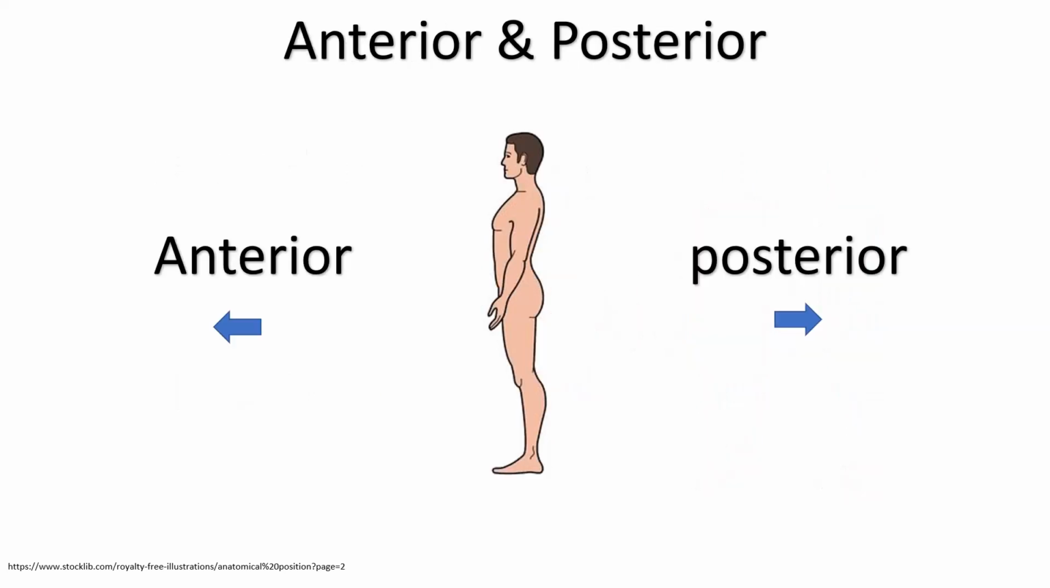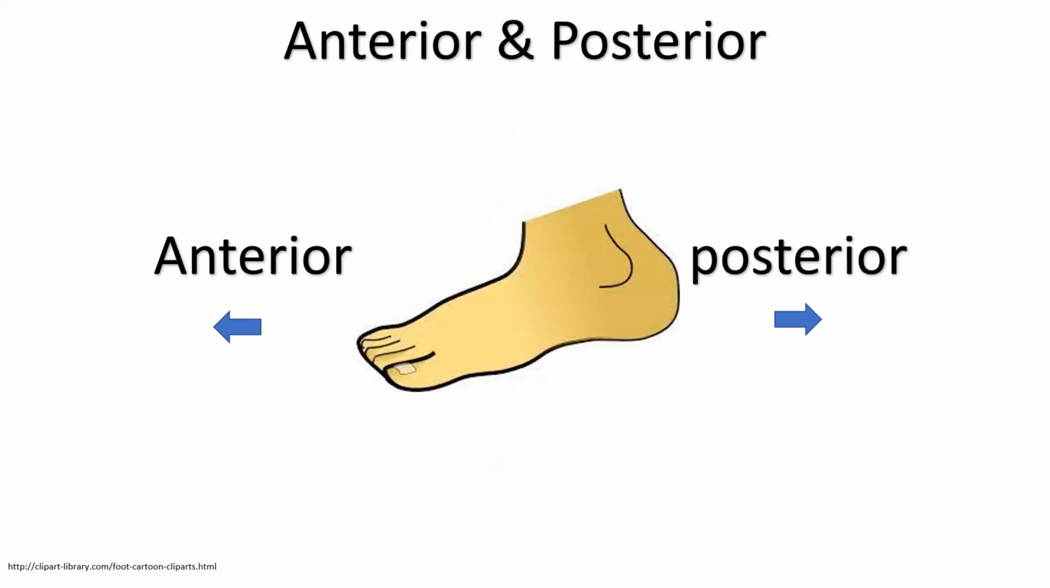So the next division that we have is anterior and posterior. Anterior can also be known as ventral, and posterior can also be known as dorsal. Anterior is used to describe anything that is towards the front of the body, and posterior is anything that's in the back of the body. So for example, your chest would be anterior to your shoulder blades, and your shoulder blades are posterior to your chest. Another example would be if you looked at your feet, your toes would be anterior to the rest of your foot since they're towards the front, and your heel would be posterior of the foot since it's towards the back of your body.